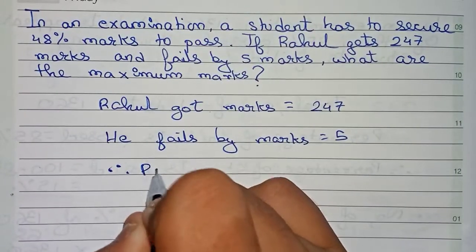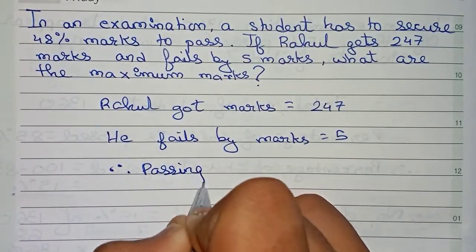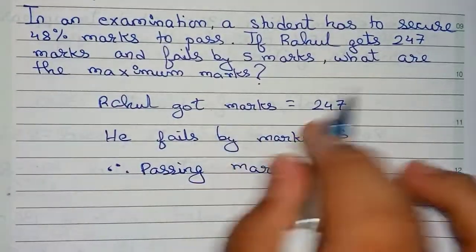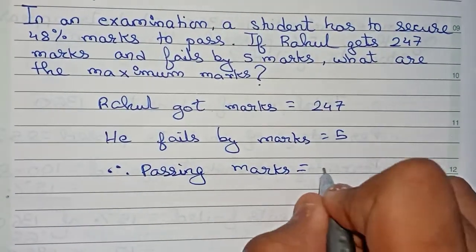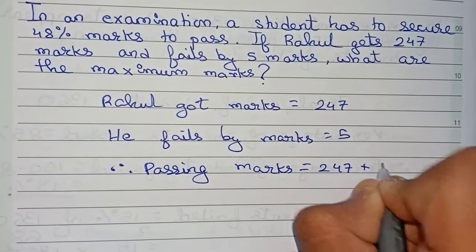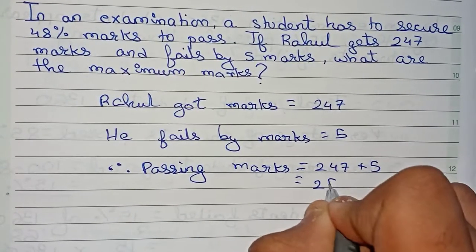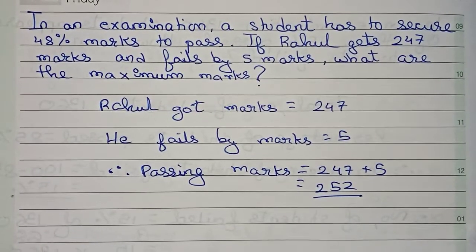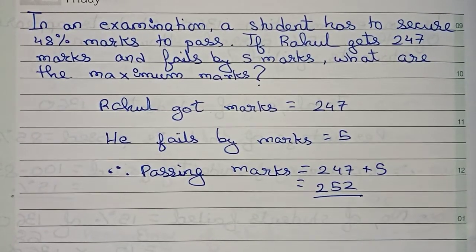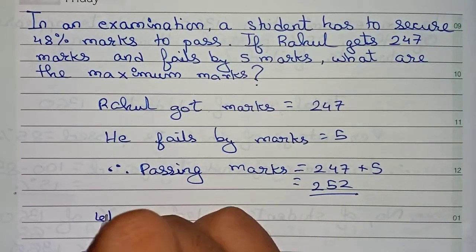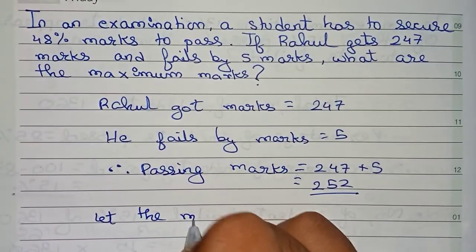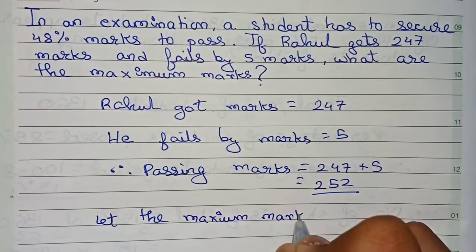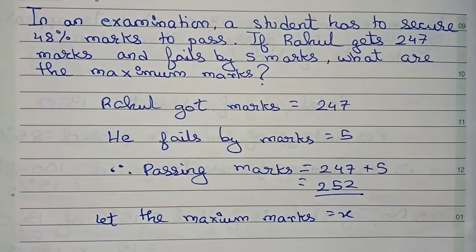Now the passing marks equals to, the passing marks will definitely be the marks he got plus the marks by which he failed. So it will be 247 plus 5, which is equal to 252. So this is the passing marks. Now we have to find out the maximum marks. For that we first write: let the maximum marks equal x, we take it.